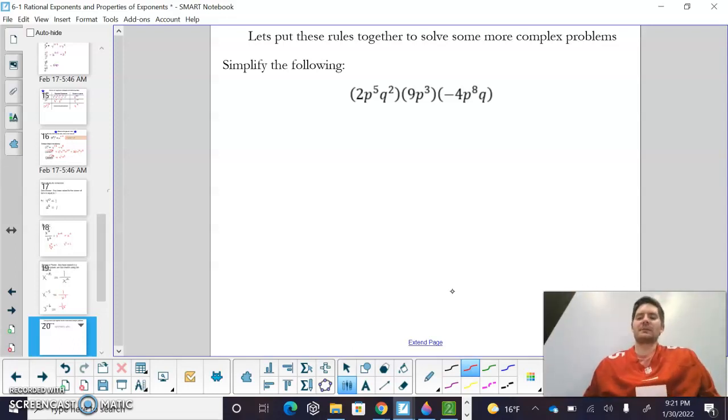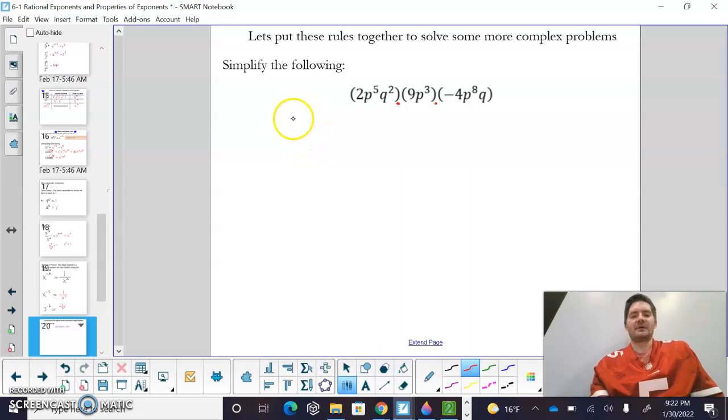Now we're going to do a couple of complex examples. So we're going to simplify the following. We're going to multiply all of this. What will help us is, first we're going to take all the numbers. I'm going to write down 2, 9, and negative 4, for example. Those are the ones that I have in numbers. We're going to multiply all those together.